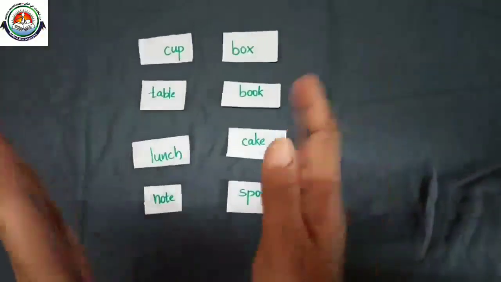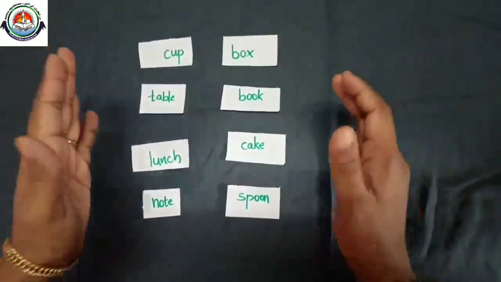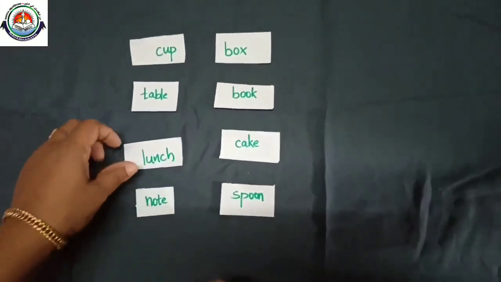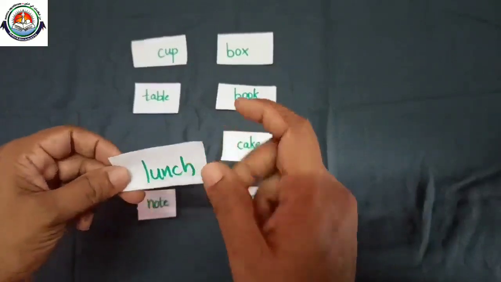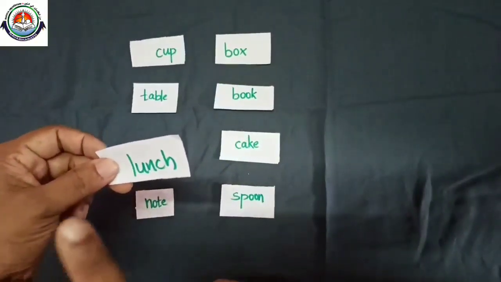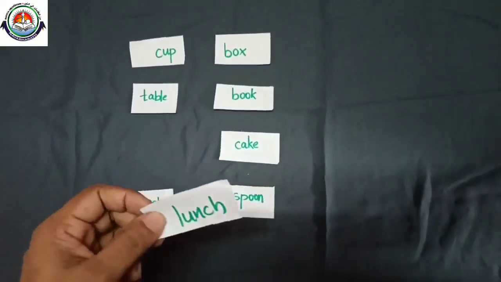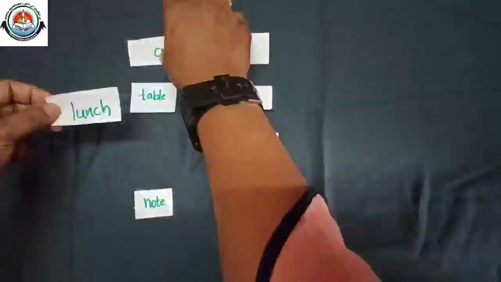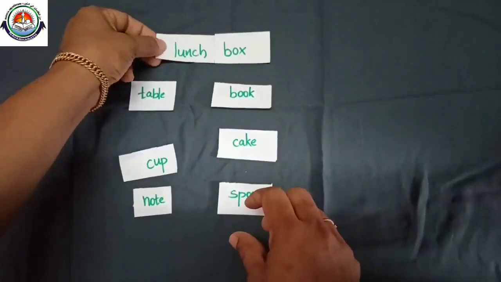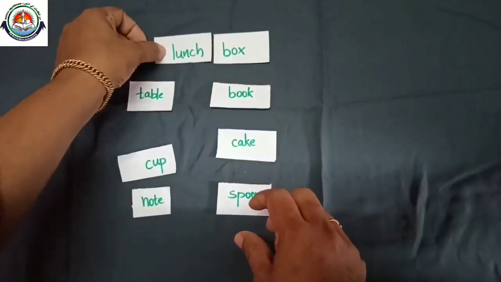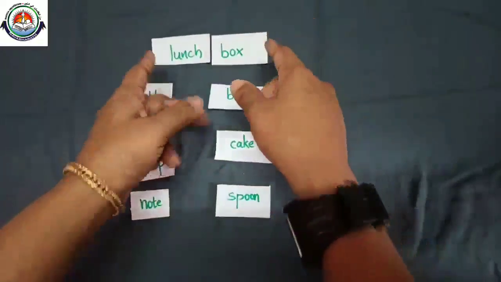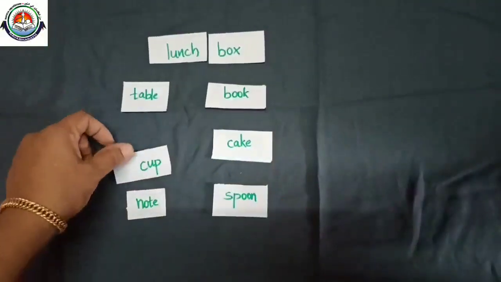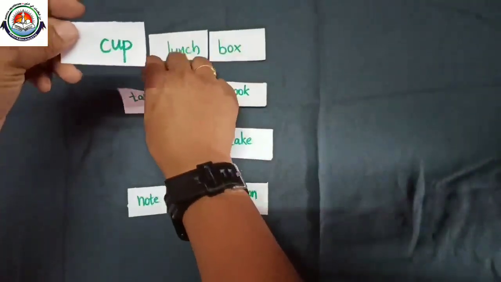Dears, these are the paper chits. Now I'll pick one paper chit from here. It is lunch. Then we have to find the combination of this word. Let's find it. It is lunch plus box. Now what is the word? It is lunchbox. Then next word, let's take cup.